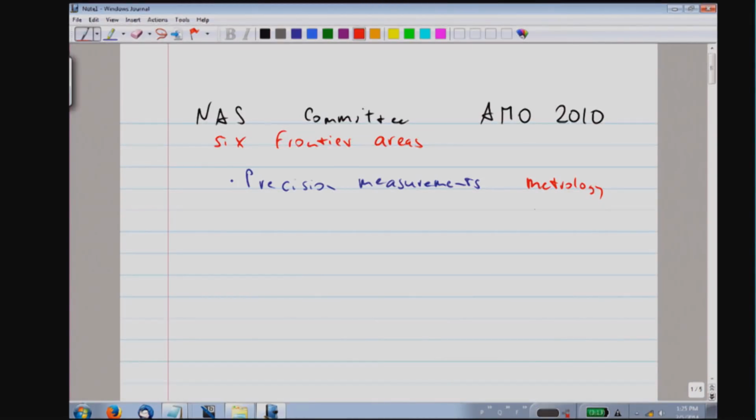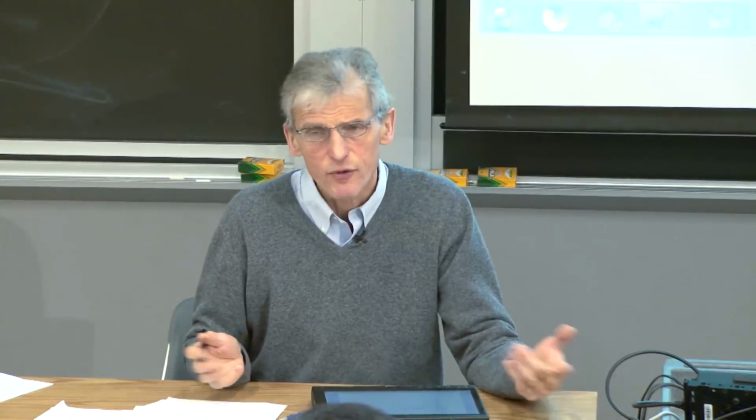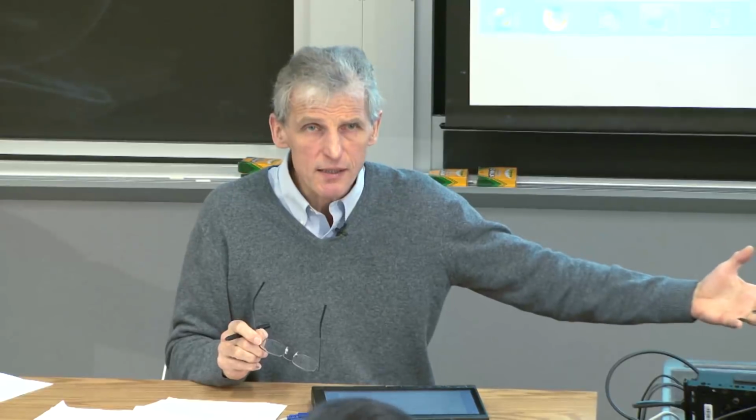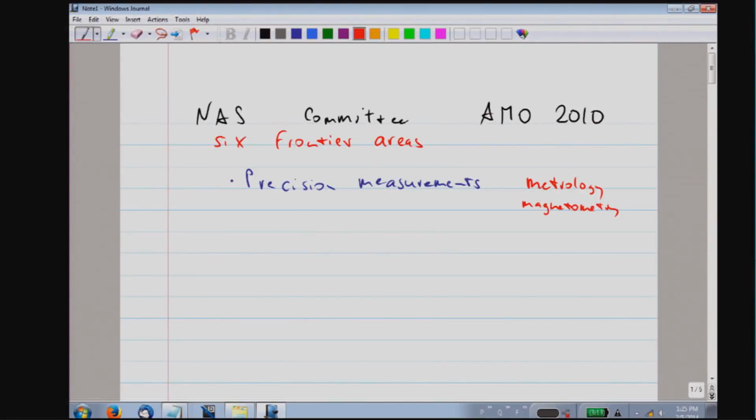But there are also applications. Just one example is magnetometry. Atomic physics methods can now be used. If you probe an atom in an environment, you can measure the magnetic field. So people are now talking about using atoms or artificial atoms in the form of NV centers to measure the magnetic field in biological cells and all that. So measurement has fundamental aspects, but also applied aspects.